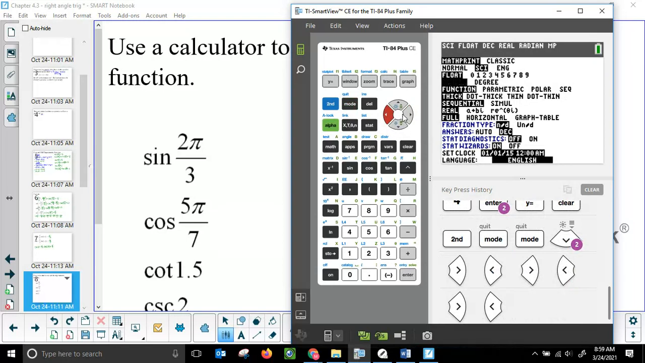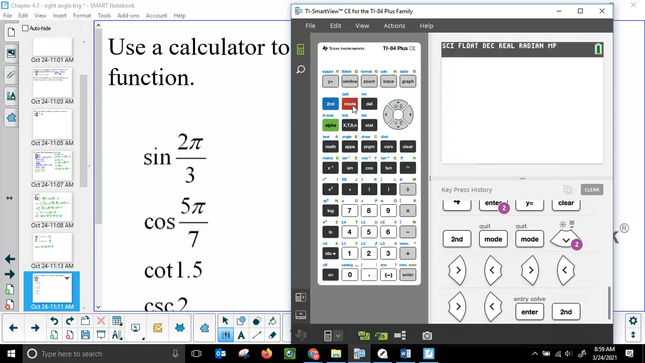A lot of students miss a lot of problems just because they don't realize that they're doing something in the wrong mode. So if you're dealing with degrees, you obviously want to be in degree mode. If you're dealing with radians, you definitely want to be in radian mode. Obviously, since these are in terms of pi, and even more obviously, since they don't have little degree symbols, we want to be in radian mode.